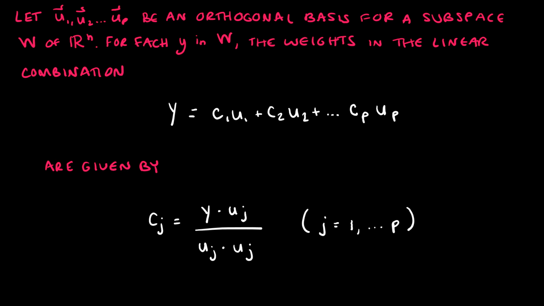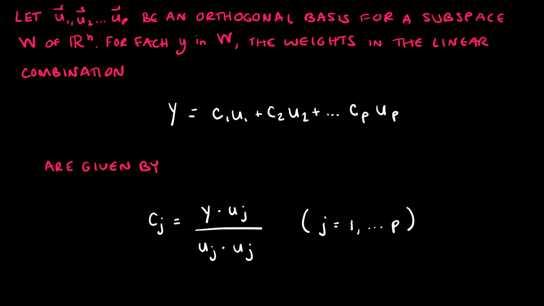What this theorem tells us is that if we have an orthogonal basis for a subspace W, then for each y, which is just some vector, in our subspace, the weights in the linear combination y equals c1 u1 plus c2 u2, etc., are given by this formula. That might look a little bit complicated, but it's going to make much more sense once we do an example. But here's essentially what it's saying.